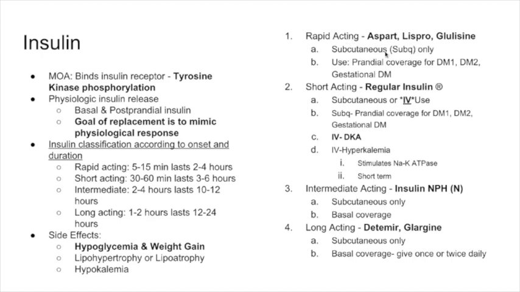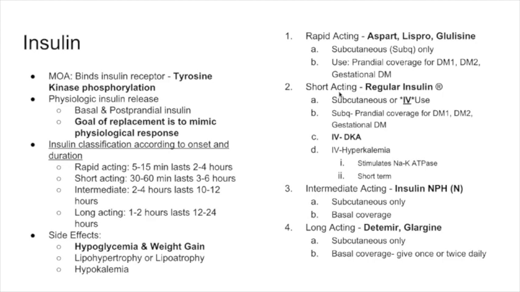It's a subcutaneous injection, and it's used for prandial coverage for type 1 and type 2 diabetes, and also for gestational diabetes. Why is it used for prandial coverage? Because it's rapid acting. It works right away. Patients inject it as soon as they start eating, or a little bit before they start eating, and it works right away. So it provides good prandial coverage.